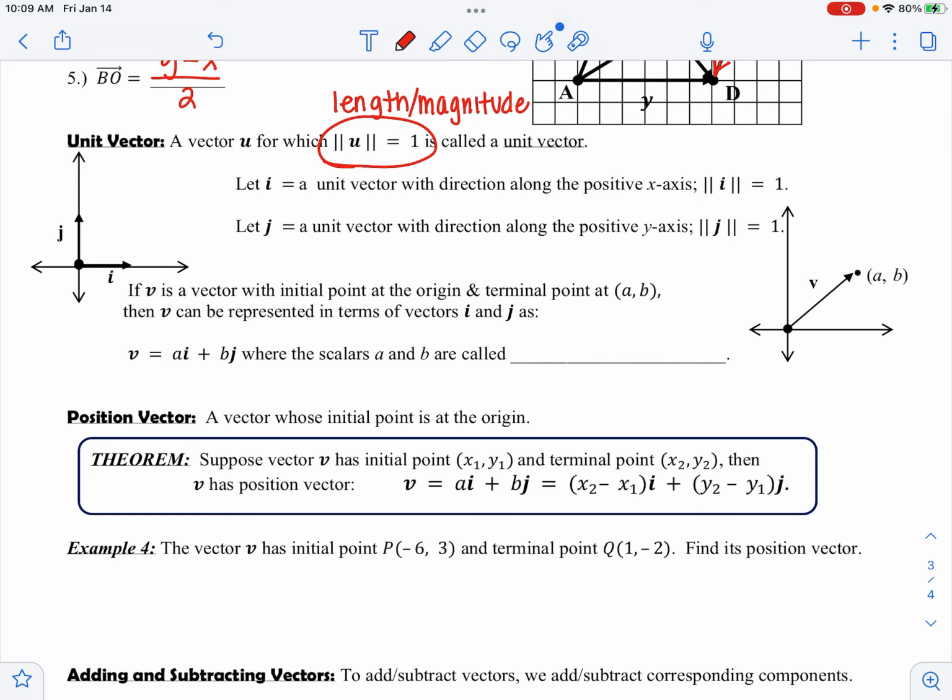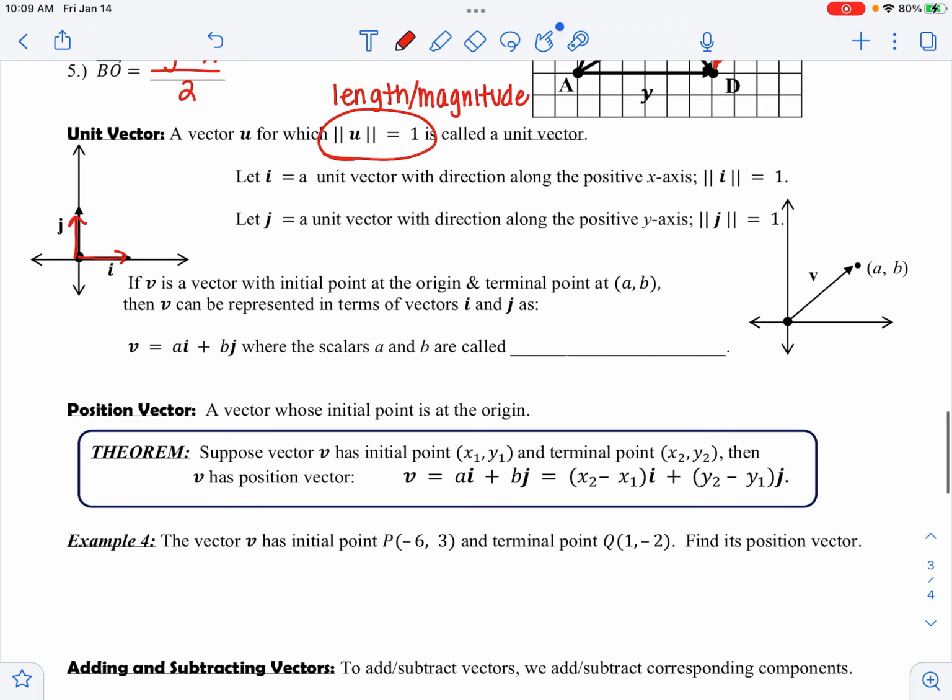Length or magnitude of 1, that's called a unit vector. All right, next it says, let i be a vector with direction along the positive x-axis, and it's going to have a unit length of 1. And let j be a vector with the direction along the positive y-axis where that is 1.